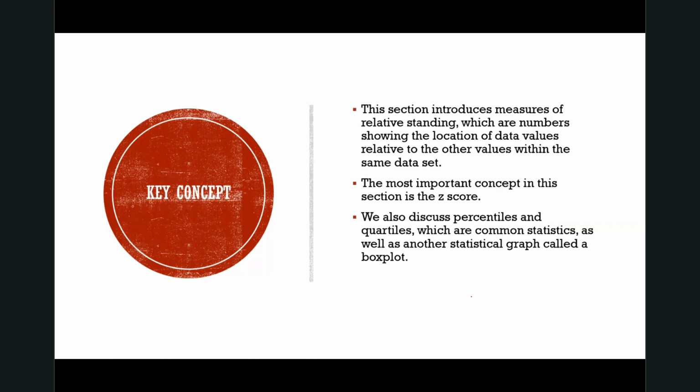So this section tells you how a piece of data is compared to other data. We'll also talk about percentiles and quartiles, which is another way you can compare it. And you can represent all your quartiles using something called a box plot, which is kind of what it sounds like. It's a little diagram that has several boxes in it.